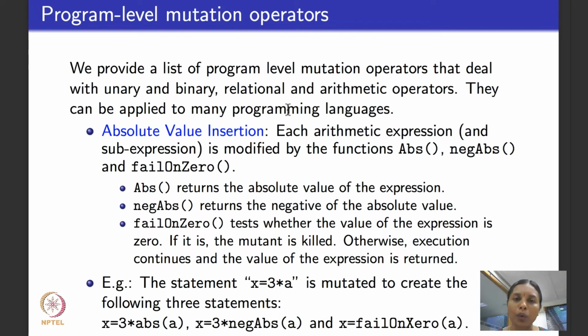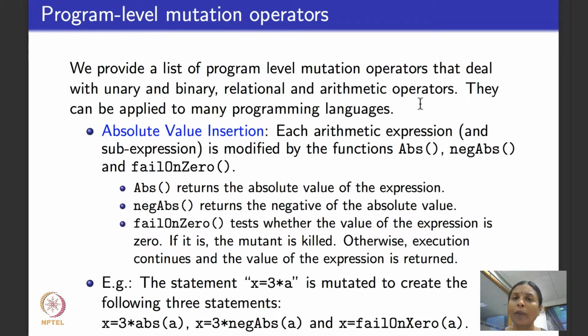So what we do now is that I'll provide a list of program level mutation operators. What do they deal with? They deal with unary, binary, both relational and arithmetic and logical operators. They cut across several different programming languages. They can be applied for C, for Java, or for any other programming language that has a similar set. And I'll be giving you an exhaustive list of mutation operators. There'll be so many different ones.